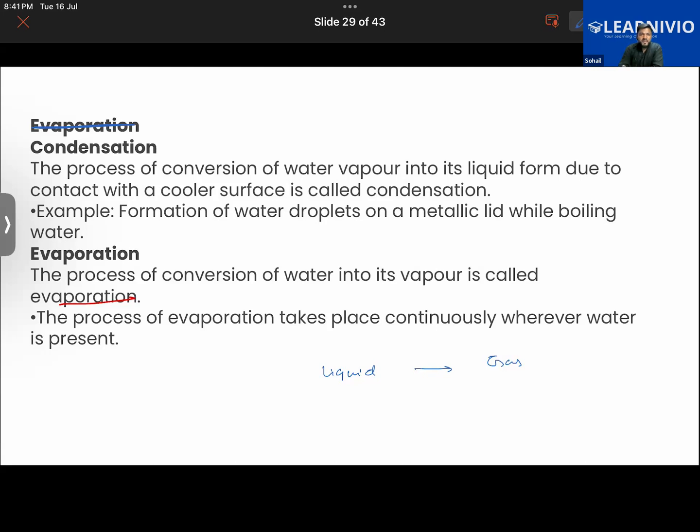Normally you would have learned about the boiling temperature of water. How much is it? 100 degrees Celsius is the boiling point of water, where the water starts to boil. At that temperature, evaporation is also taking place. At that temperature also, water is converting into water vapor, that is the gas.